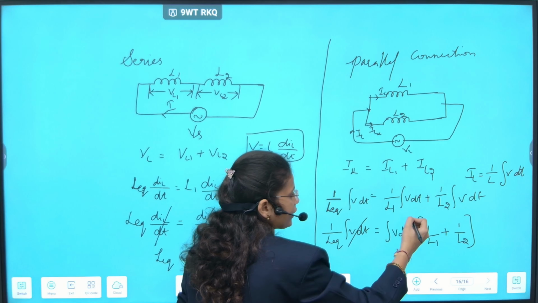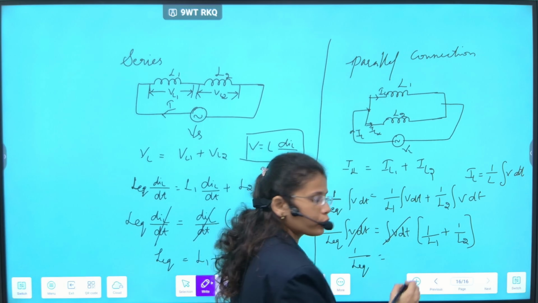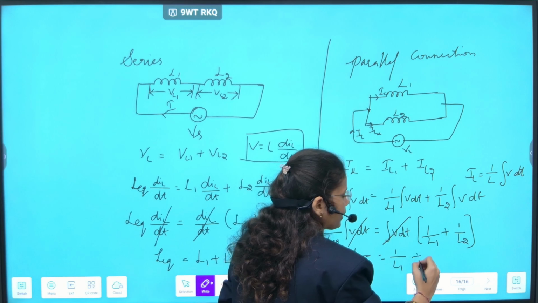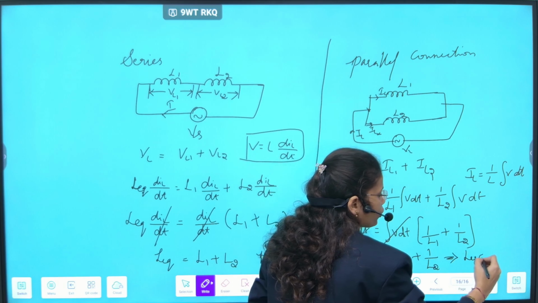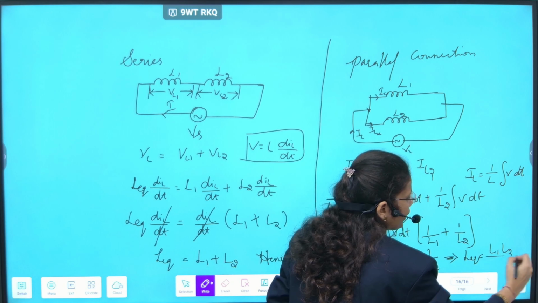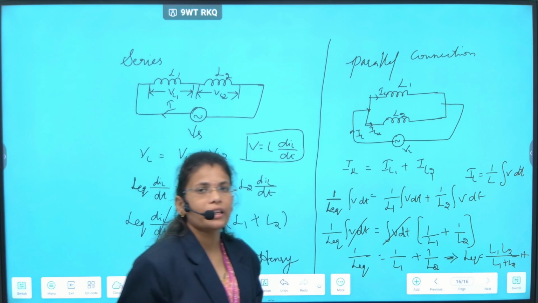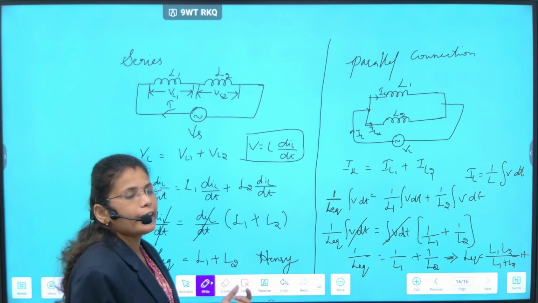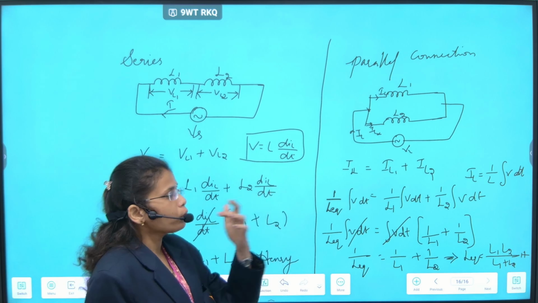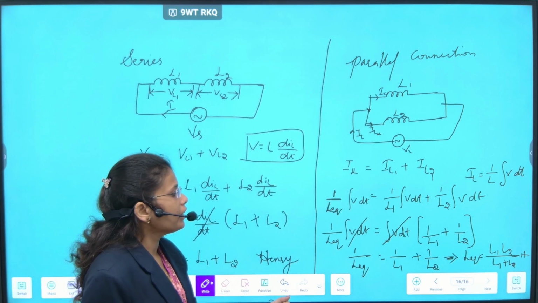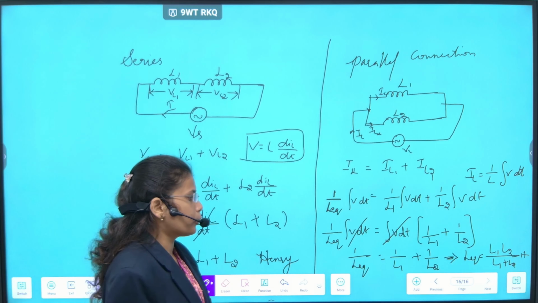Integration of V dt and integration of V dt get cancelled. 1 by L equivalent is equal to 1 by L1 plus 1 by L2. L equivalent is equal to L1 L2 by L1 plus L2 henries. When two inductors are connected in series, equivalent inductance is L1 plus L2 henries. When two inductors are connected in parallel, L equivalent will be L1 L2 by L1 plus L2.